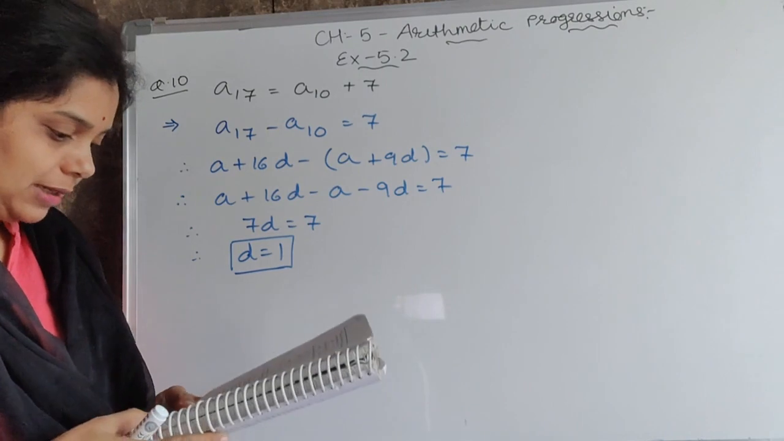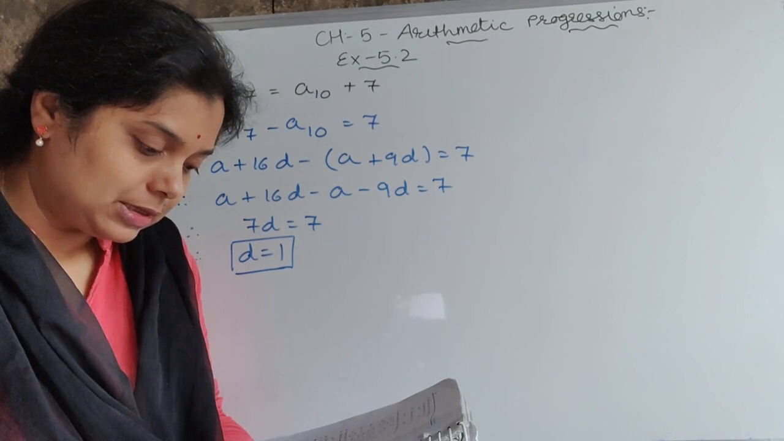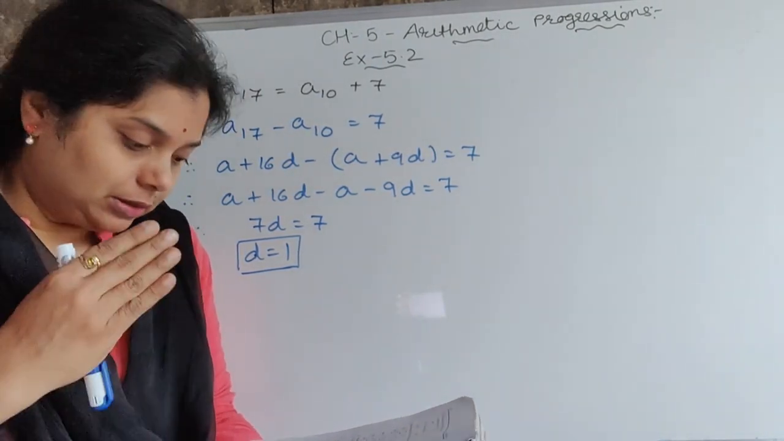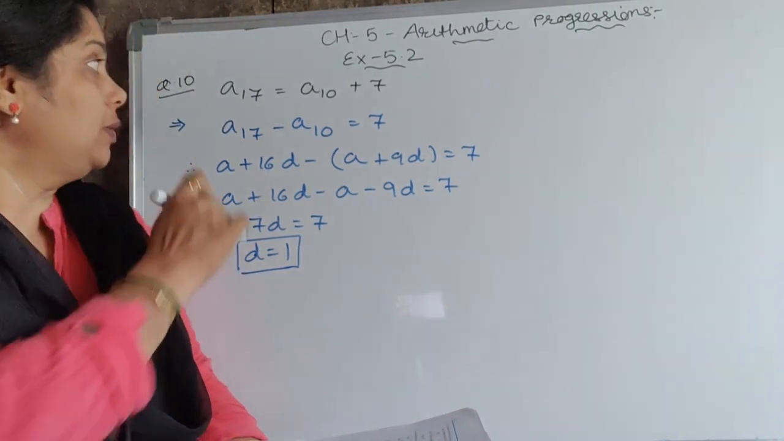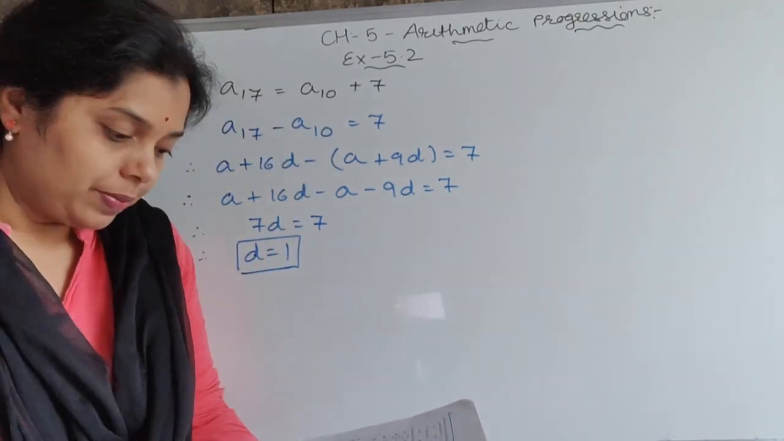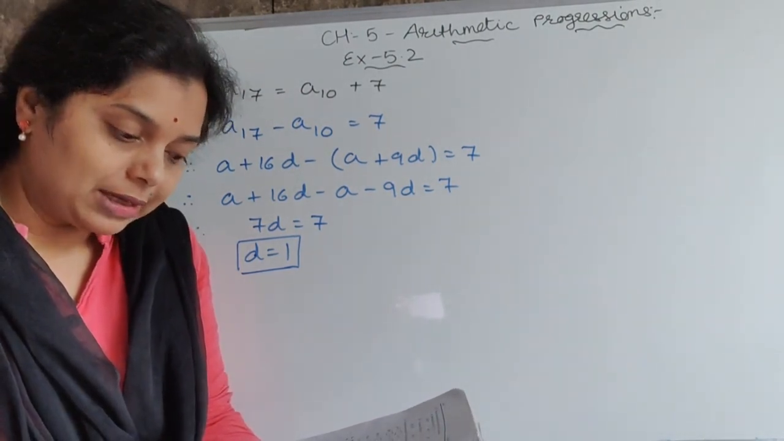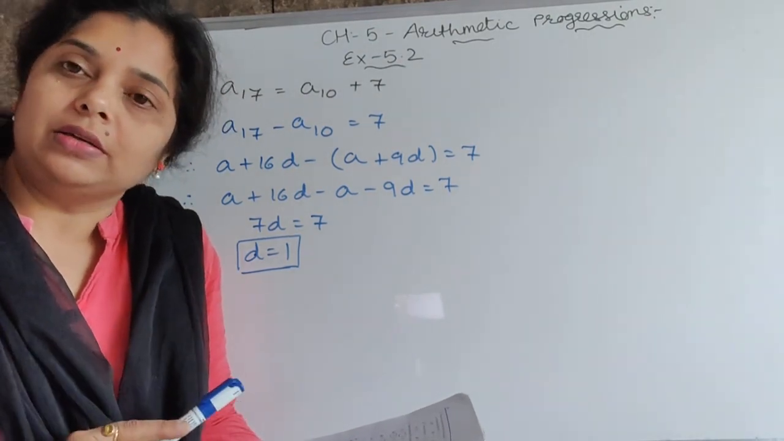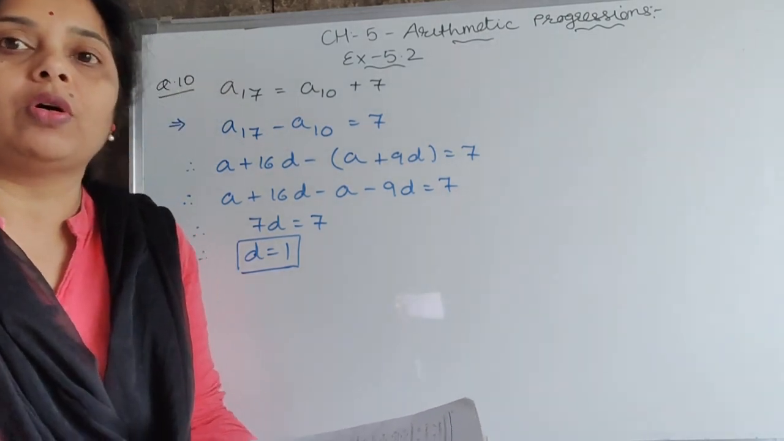Next one, question number 10. The 17th term of an AP exceeds its 10th term by 7. Okay, exceeds means more. The 17th term is 7 more than the 10th term. It means A17 is equal to A10 plus 7. I repeat again, the 17th term of an AP exceeds its 10th term by 7, then find out the common difference.